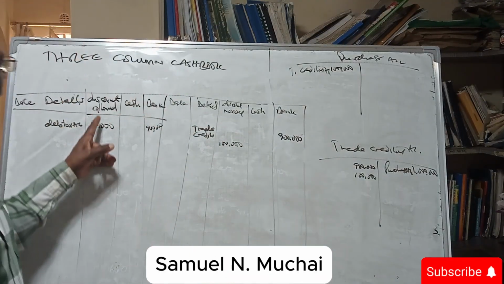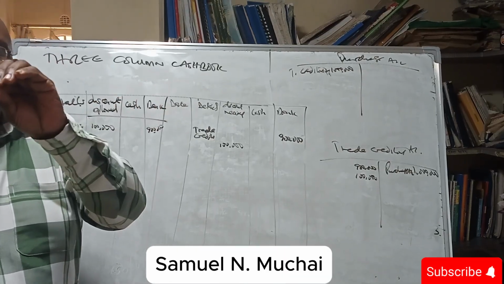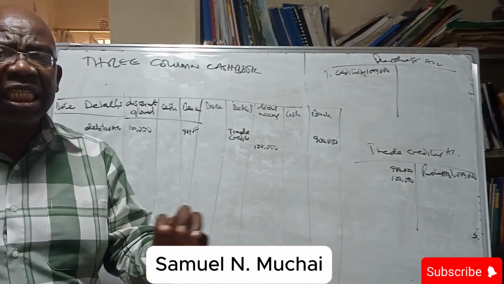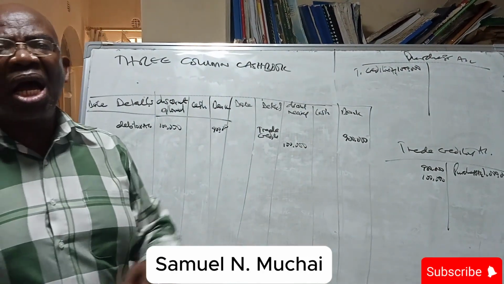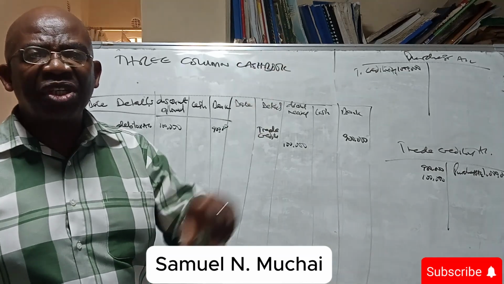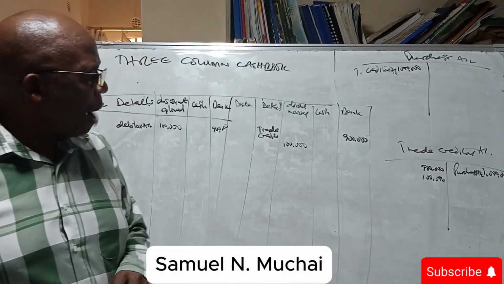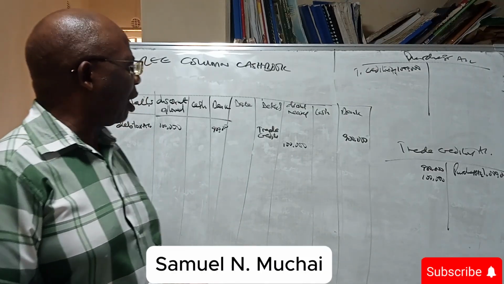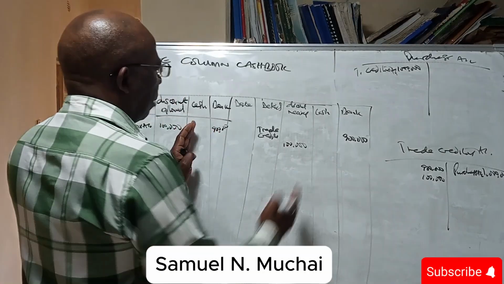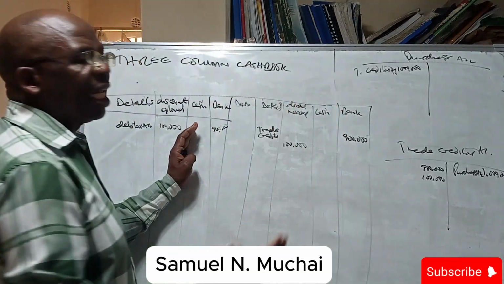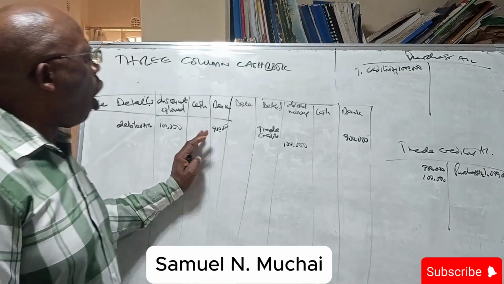Now, discount allowed is an expense. Under the operating expenses, we record an expense called discount allowed. But discount received is an income. Under other incomes in the income statement, we will record discount received amounting to 100,000. Now, this cash column and the bank column, we treat the same way we treat the 2-column cash book.